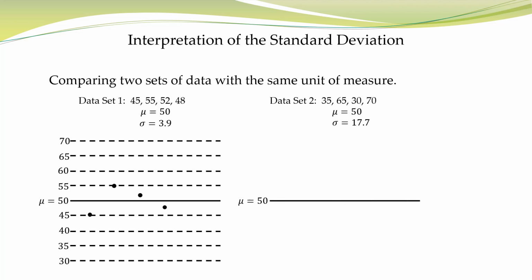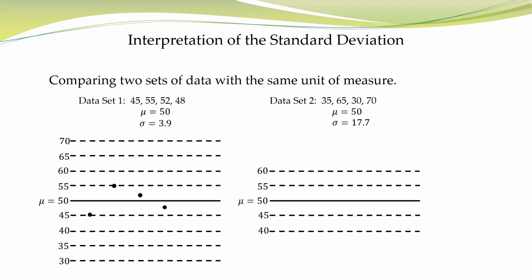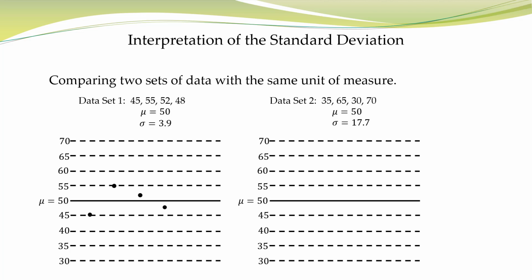Now, draw the same graph for data set 2. This time, the data is 35, 65, 30, 70. This data set also has a mean of 50, but you notice the data is more spread out because the standard deviation is larger, but it has the same mean.